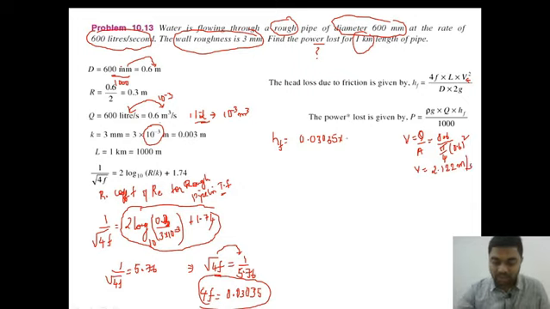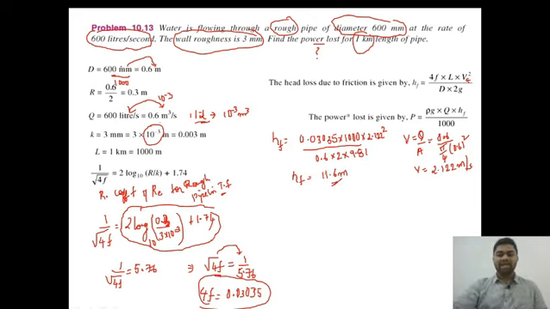So substitute in this formula, the value of L is 1000 into the value of V, 2.122 square, V square by D, what is the value of diameter, 0.6, into 2 into G, which is 9.81. So from this we get the value of head loss as 11.6 meter.